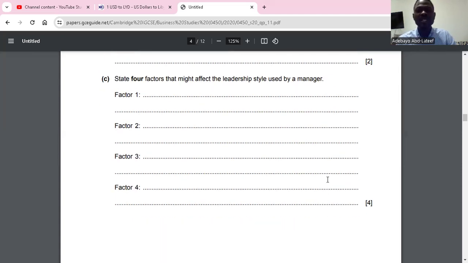It said, state 4 factors that might affect the leadership style used by a manager. So when we talk about leadership style, before we go into leadership style, what is leadership itself? Leadership is the act of leading. That means through a leader. And a leader is that person who tells us what to do, guides us on how to do it to achieve a set of goals.